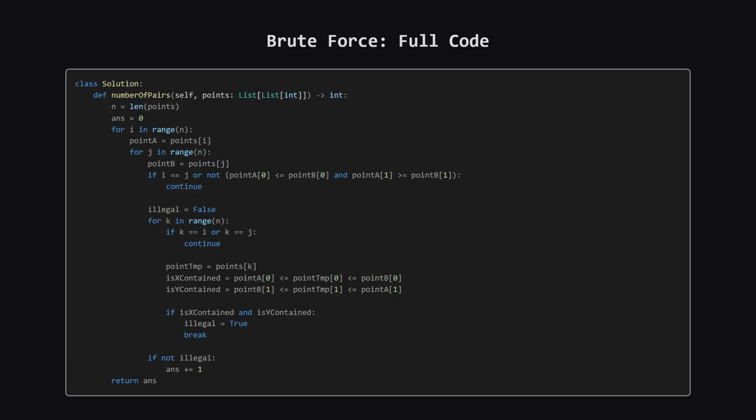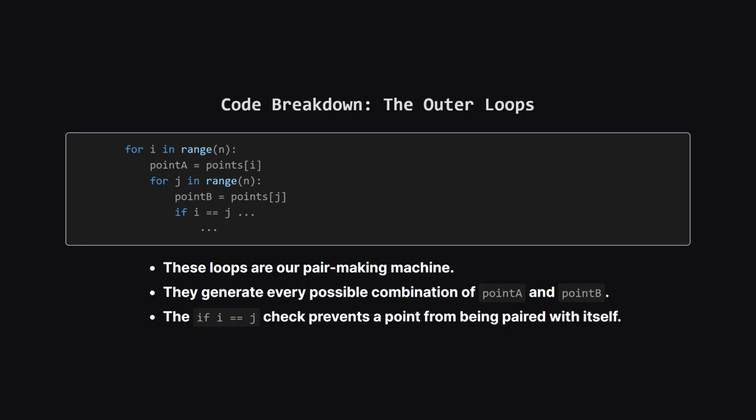It might seem a little dense at first, but it follows the exact idea we just talked about. We're going to break this down piece by piece so it makes perfect sense. Let's start at the top. These first two loops, one for i and one for j, are our pair-making machine. Their only job is to go through the list of points and give us every possible combination of a point A and a point B. We also have a quick check to make sure a point isn't being paired with itself, because that's not allowed.